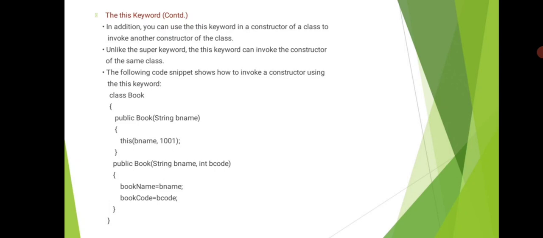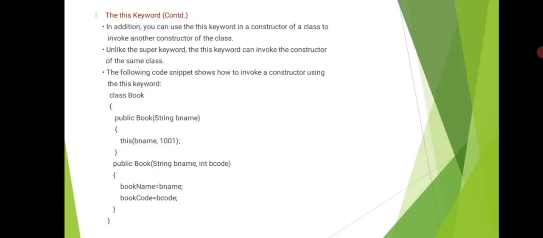Okay, so here, Book of String bname. Inside this constructor we are calling another constructor, a two-parameter constructor which is in the same class, using this keyword. So this of bname comma 1001 will invoke the constructor having two parameters, one of String type and another of integer type, that is Book of String bname, int bcode, which is invoked when this statement is executed. So it will call the constructor of the same class, and the values are assigned for the book name and book code.